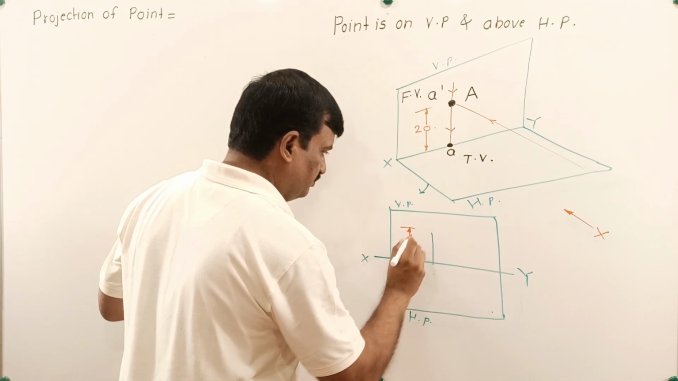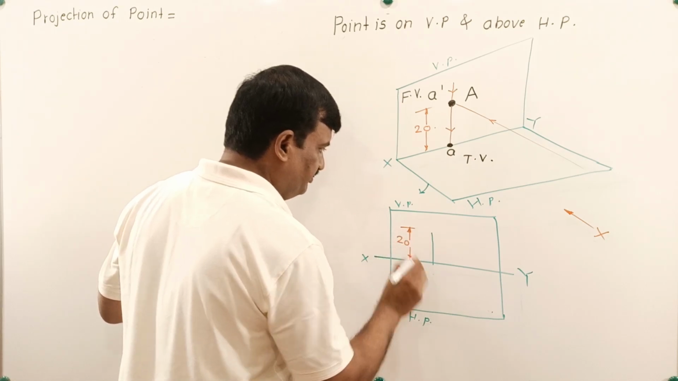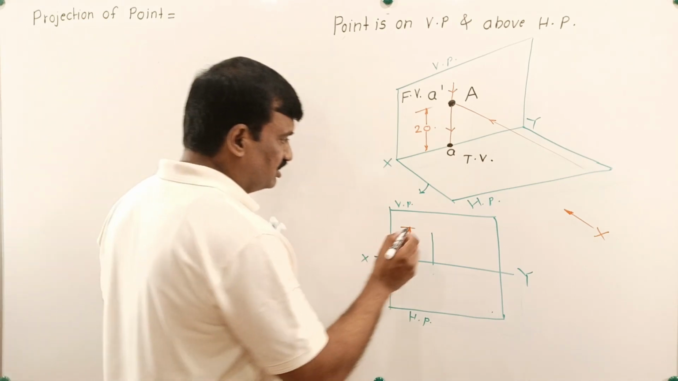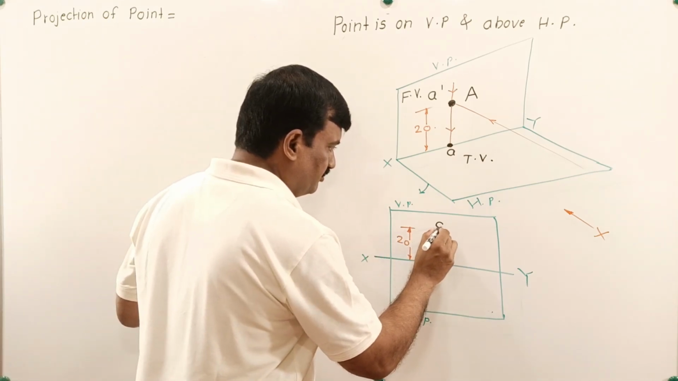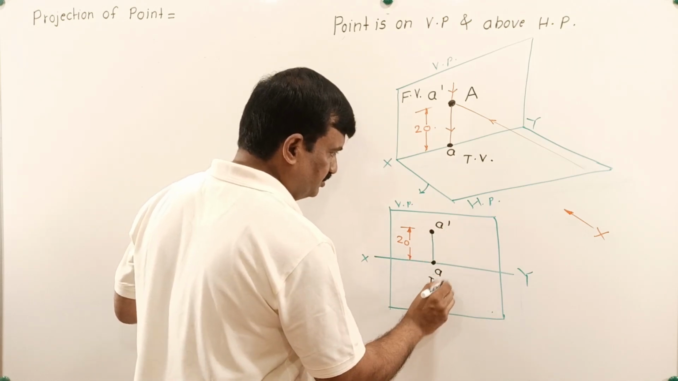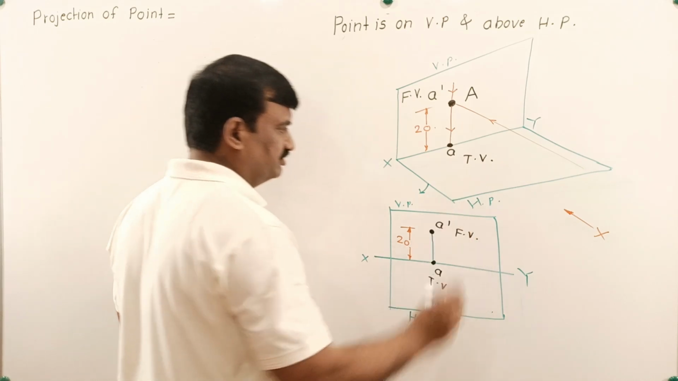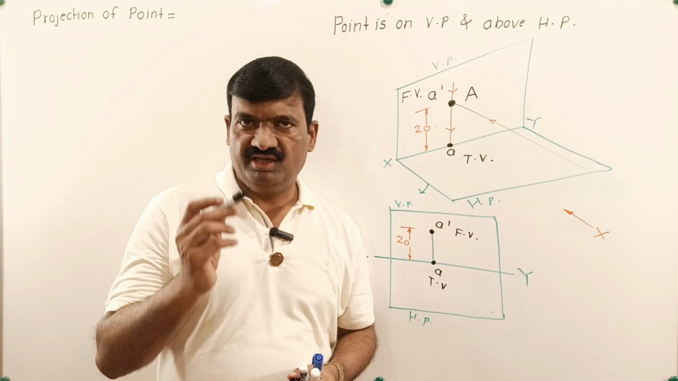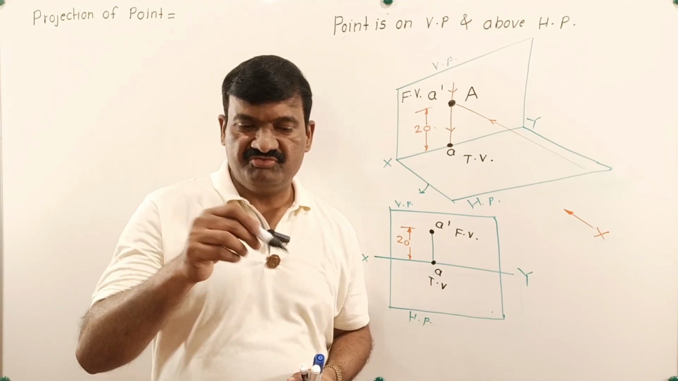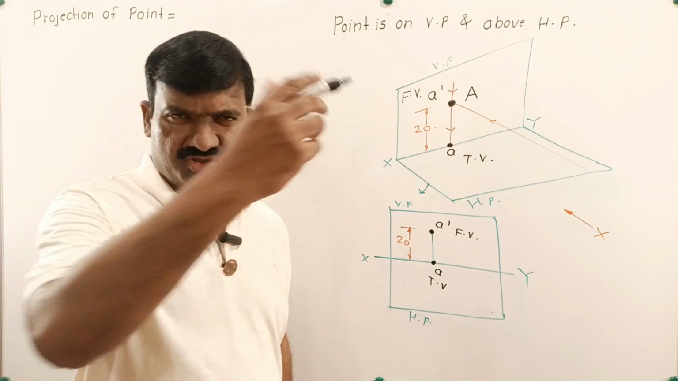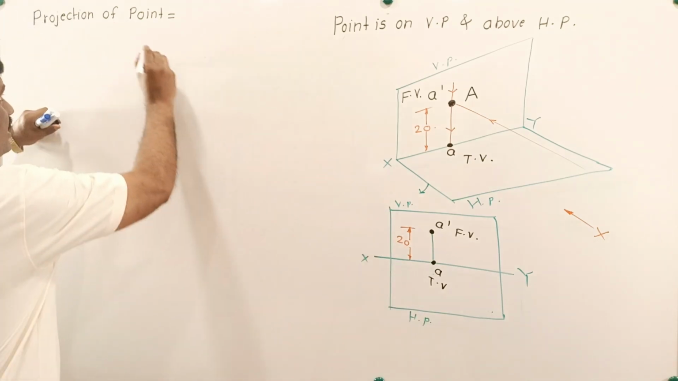It is given that the point lies on VP. Okay, the point lies on VP. So if the point is on VP, then the front view will be found there, but where is its top view found? On XY. So this is the top view and this is the front view. So we have studied one more concept here. Which concept? When any point lies on VP, then its top view is present on the XY line. Let's form a small problem.